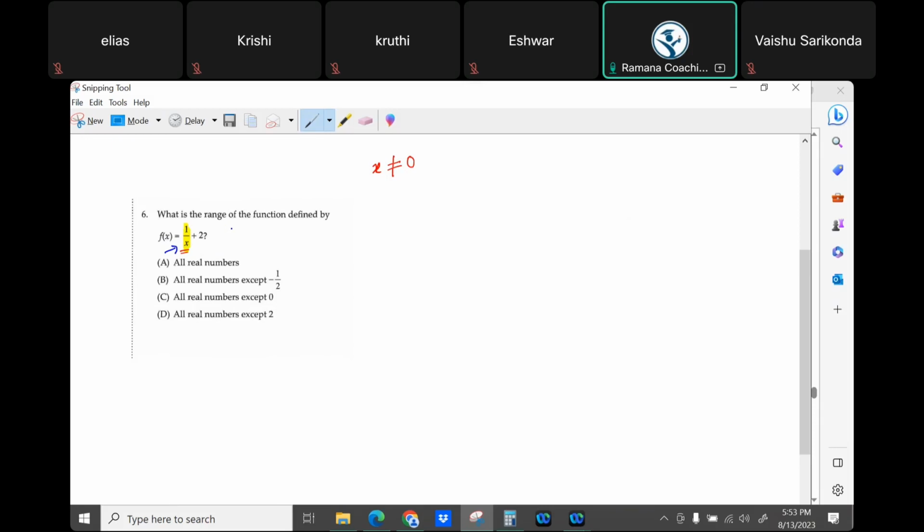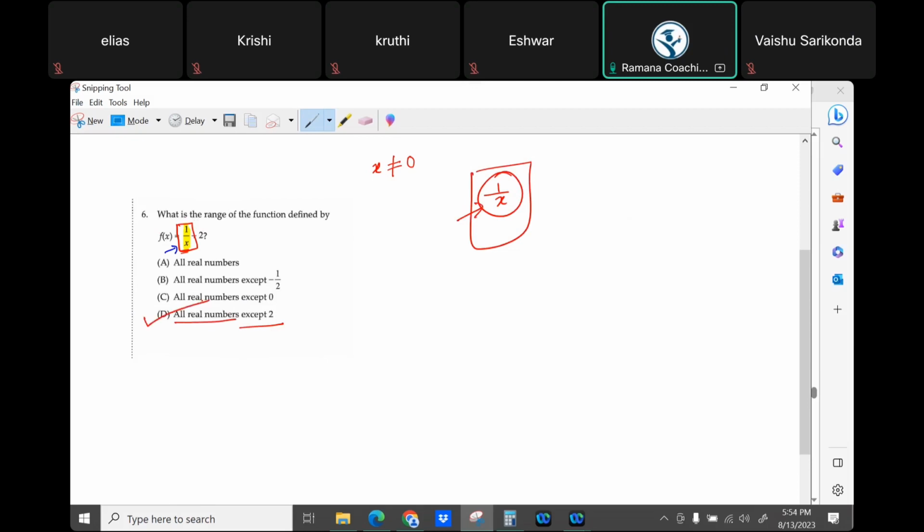No, because it will never be 2, because this can never become 0, because there is nothing that can make this 0, because you are not allowed to put 0. Even if you plug in 0 for x, that becomes undefined, not 0. That means out of this, it has to be either a positive number or a negative number, but not 0. That means f of x will be either more than 2 or less than 2, but never 2. All real numbers except 2.